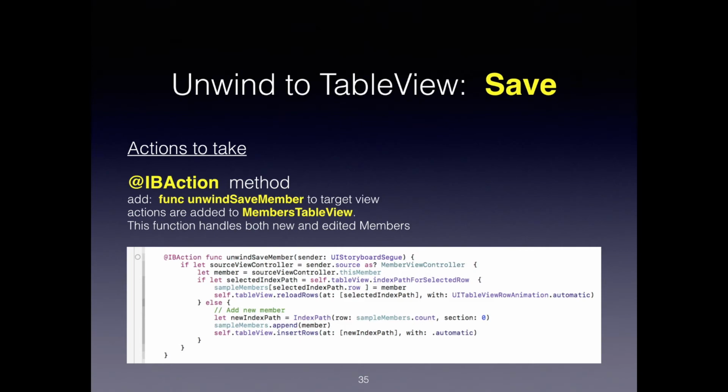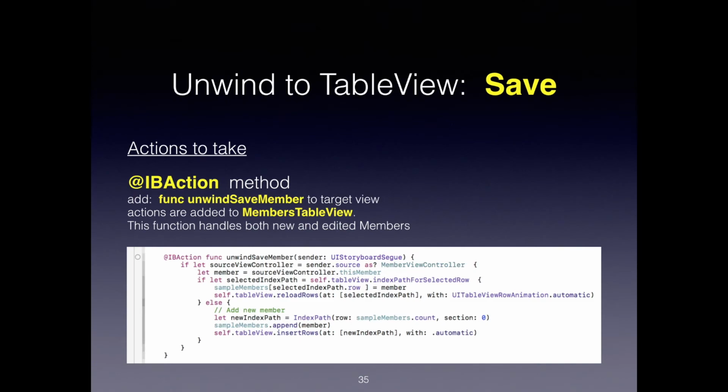So now in the table view, we've passed the member view controller, and so now we can get our hands on the property called member, and we just copy it into a local property called member, which is just a member. Now, what are we going to do with that member? That's just an instance of the class member.